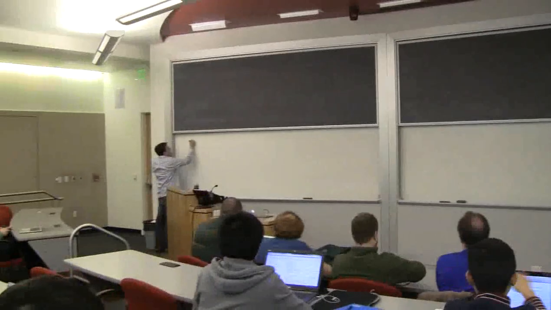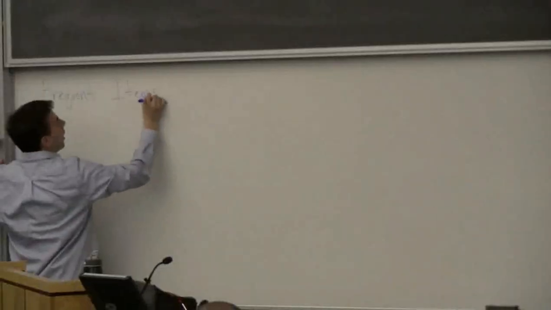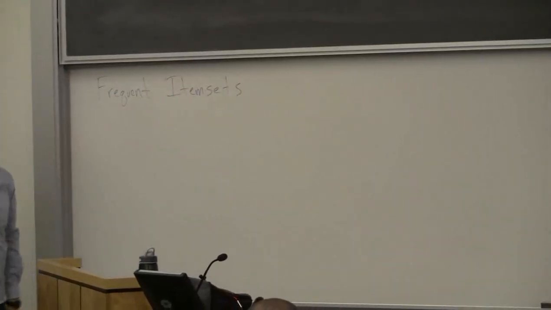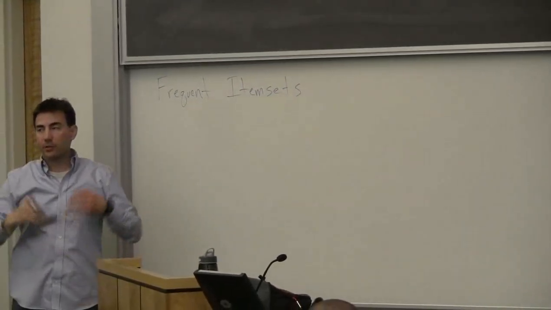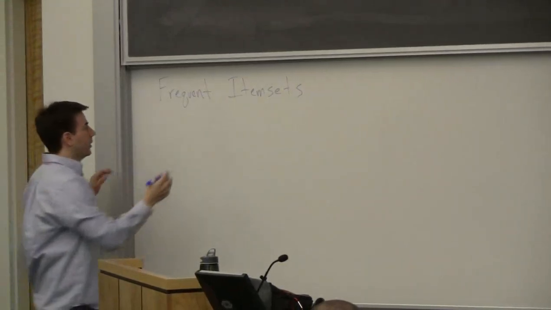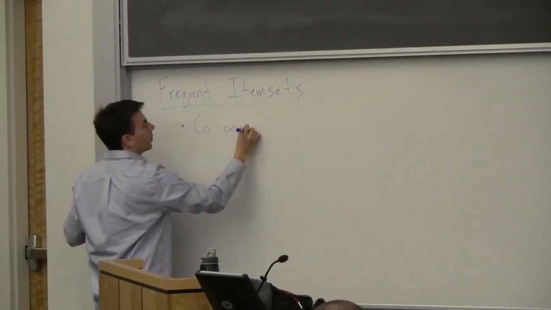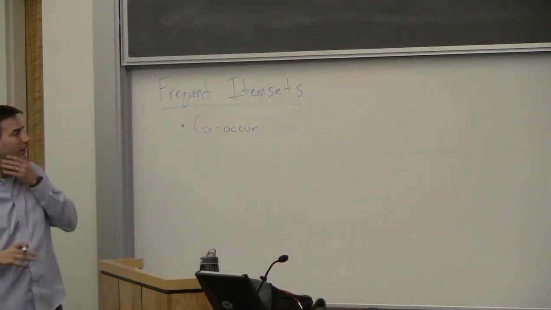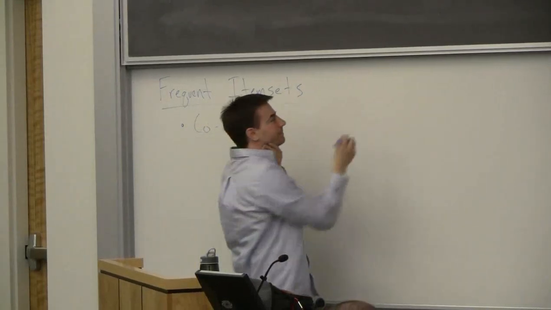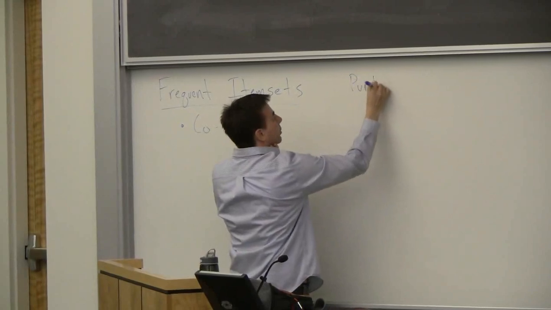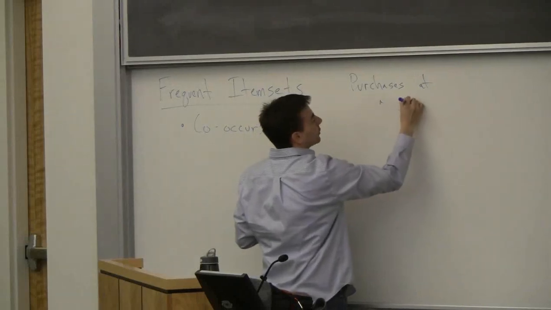Today we'll be talking about an extension of this problem called frequent item sets. Instead of finding individual things which occur a lot, we're going to find sets of things which occur a lot. A classic example of this is, say, purchases at a grocery store.